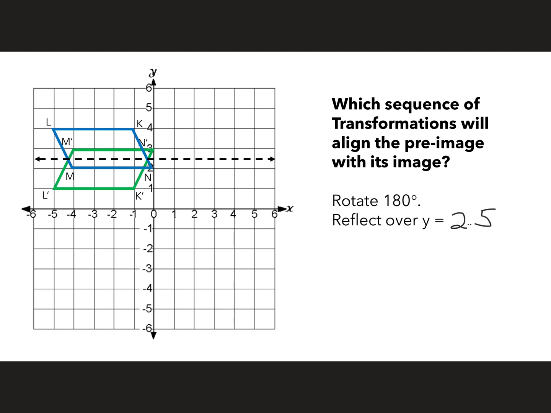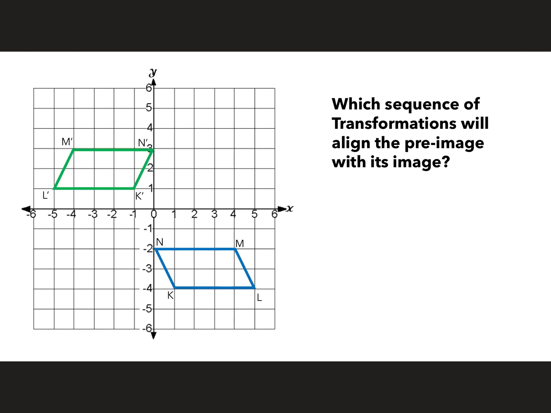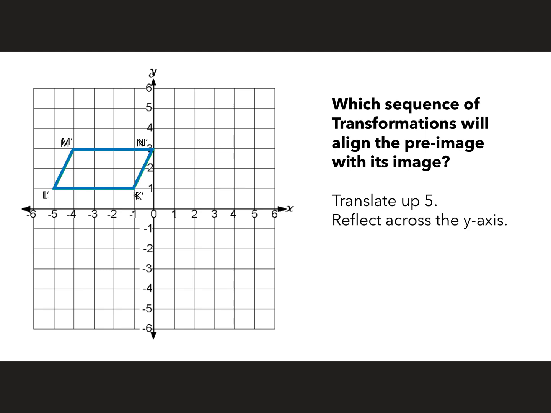All right, then reflect it. Okay, that worked. All my letters lined up. But was there an easier way? Yes. Let's see what else we could have done. This time, I'm going to actually translate it up so that the N is even with the N. So that's up 5. There I go. Now I'm just going to reflect it across the y-axis. Woohoo, that worked.